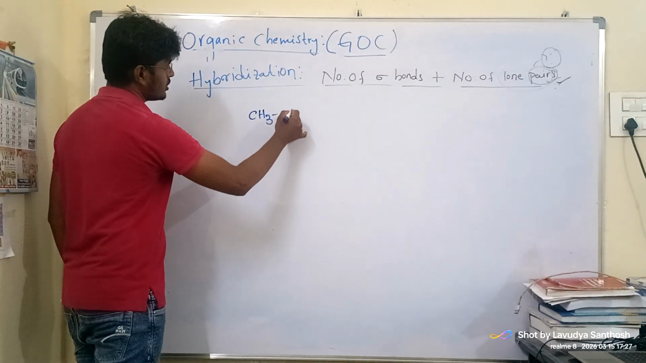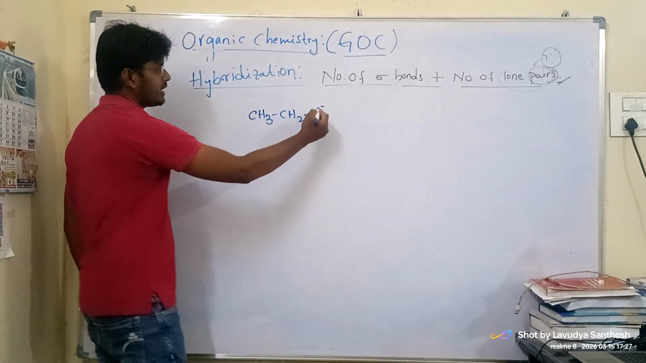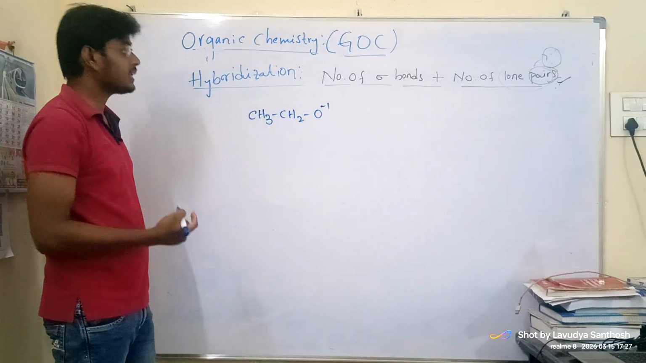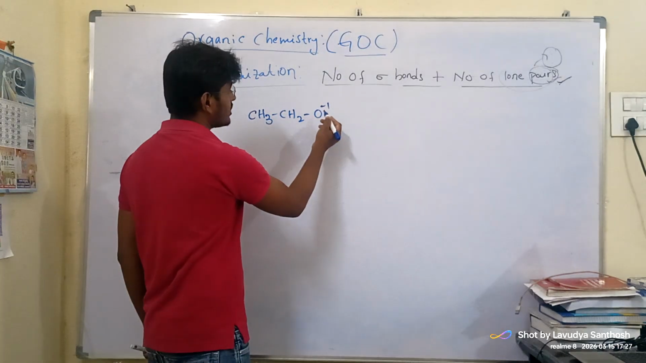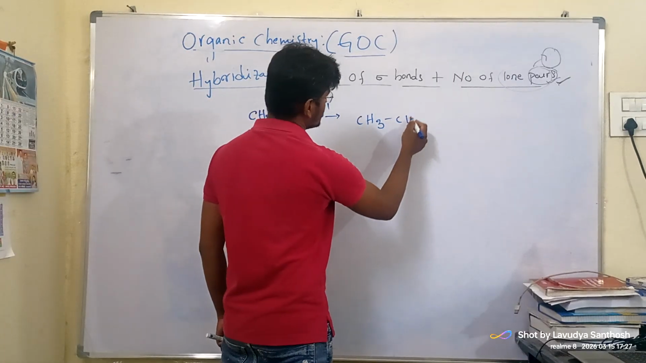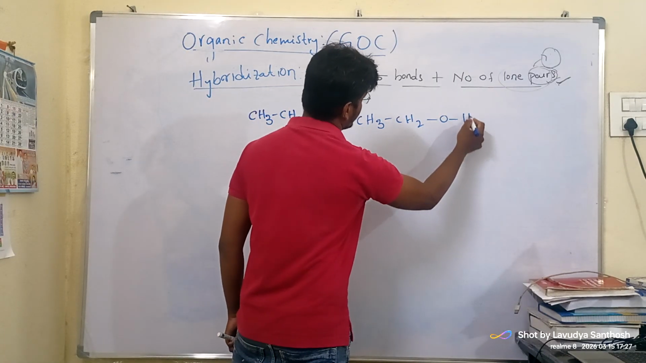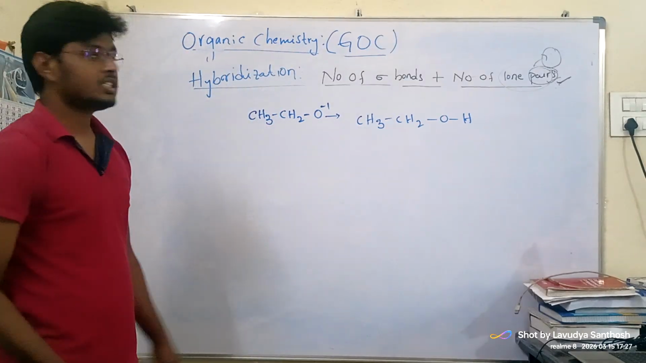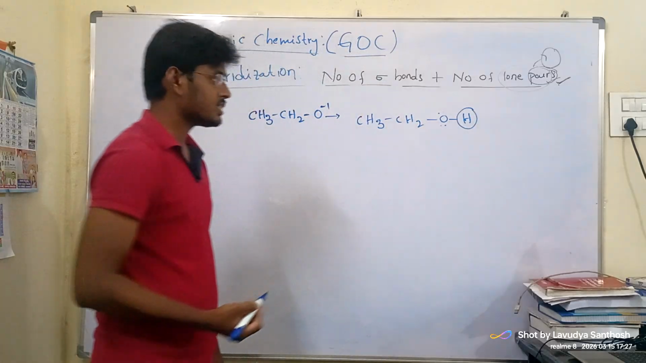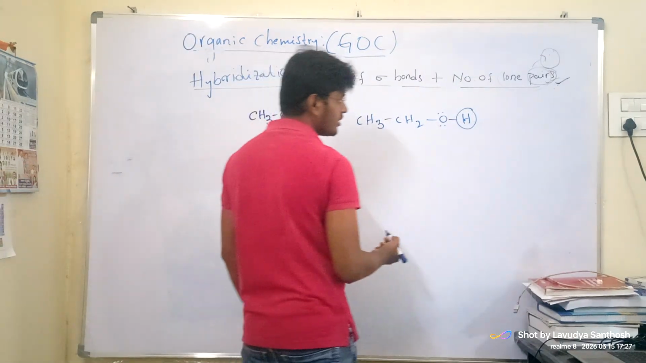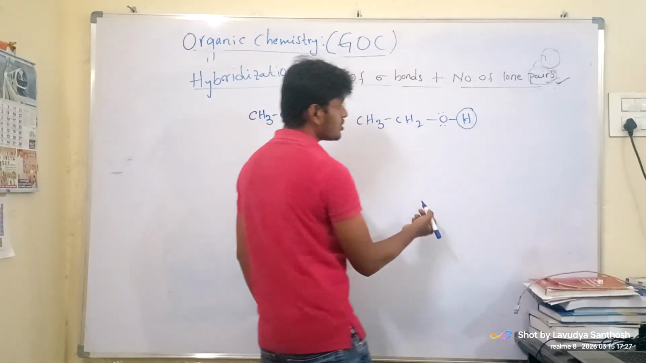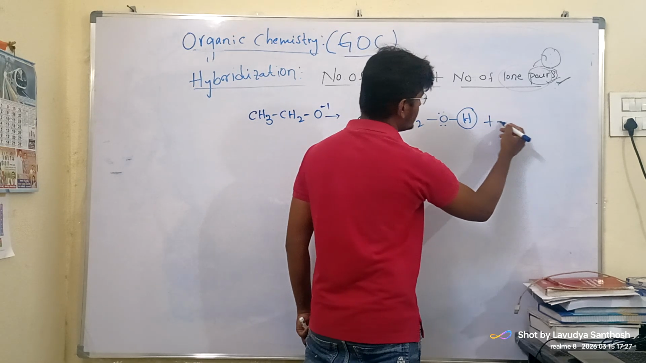CH3 CH2 O minus. O minus is nothing but what? Extra electrons are there with it. Now let us see how O minus forms. CH3 CH2 OH, CH3 OH. Now you see, this is acidic hydrogen. In reagents, you are knowing this. When this oxygen loses this hydrogen, it gains a charge.